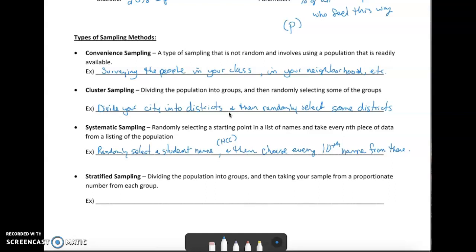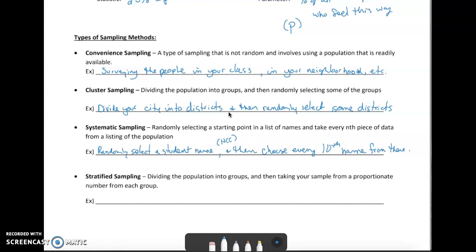And the last sampling method we're going to talk about anyway is called stratified sampling. This is when you divide your population into groups, so it's kind of similar to cluster sampling. But the difference is you take your sample from a proportionate number from each group. So instead of sampling or choosing the whole group like you do in cluster sampling, what you do here is you take a smaller sample from each of those groups.